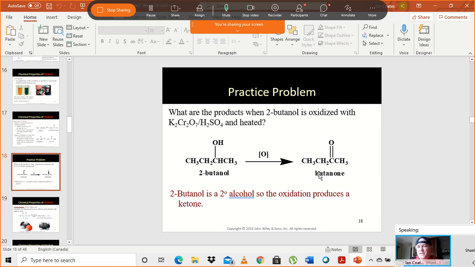Good question. Why is there no number here? Interesting. I'll leave that one. If anyone has a question for that, let me know. All right, so 2-butanol will oxidize into just butanone.